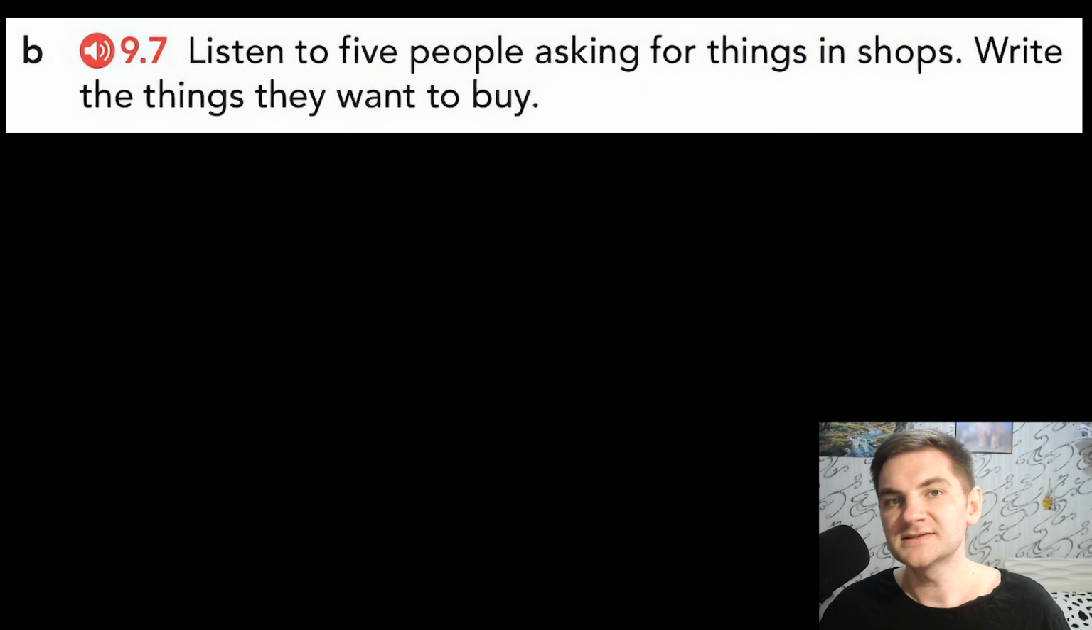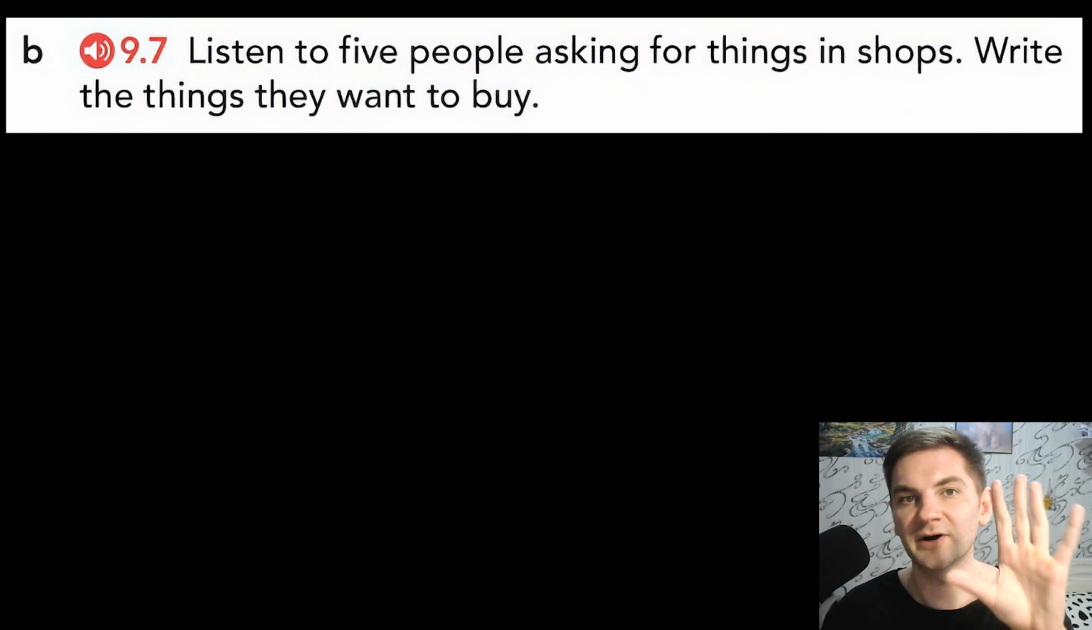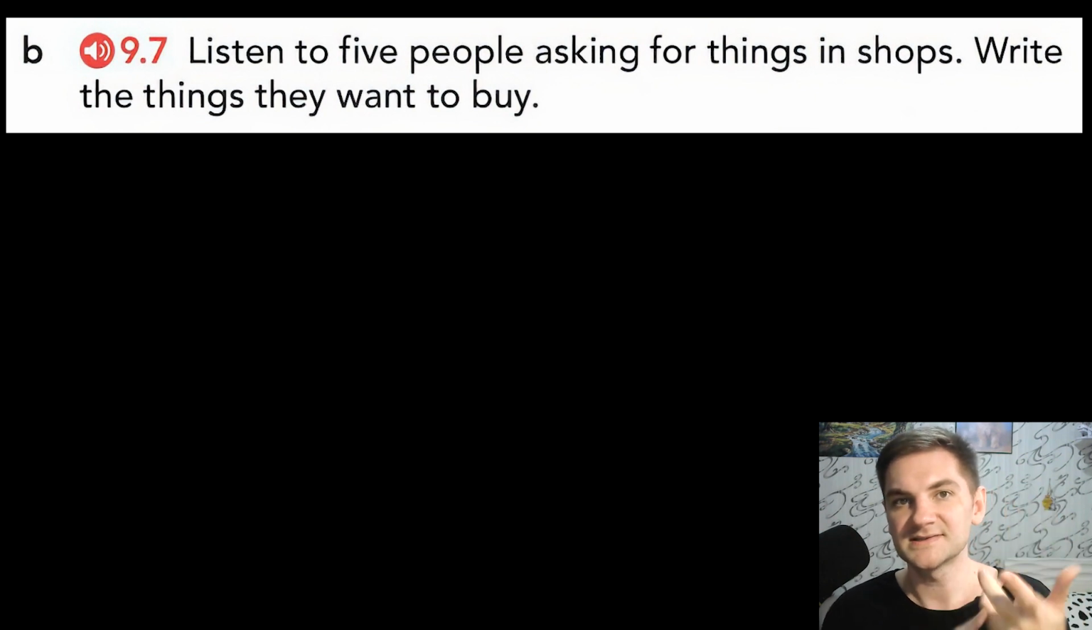Part B, listen to 5 people asking for things in shops. Write the things they want to buy. You are going to hear 5 conversations in shops, and you must listen and write what people want to buy using the words, for example, a jar of honey or a bottle of, and so on. You understand? Remember that you need to hear 1 food item per conversation. So 5 conversations, 5 food items. Number 1 this, number 2 this, number 3 this. Let's try. Good luck.